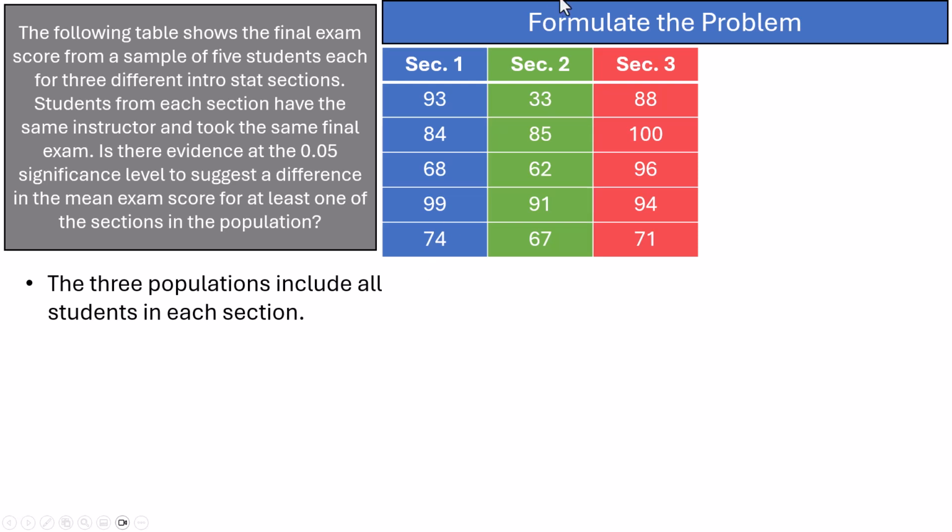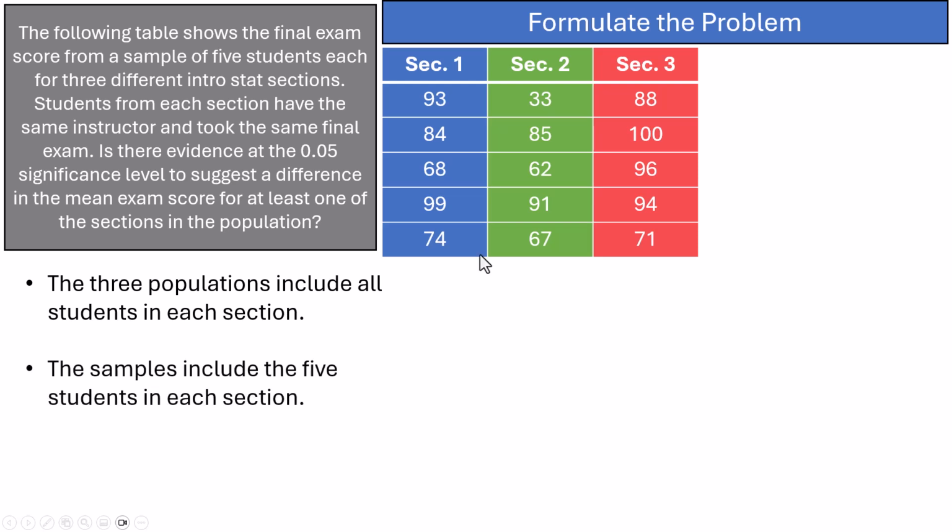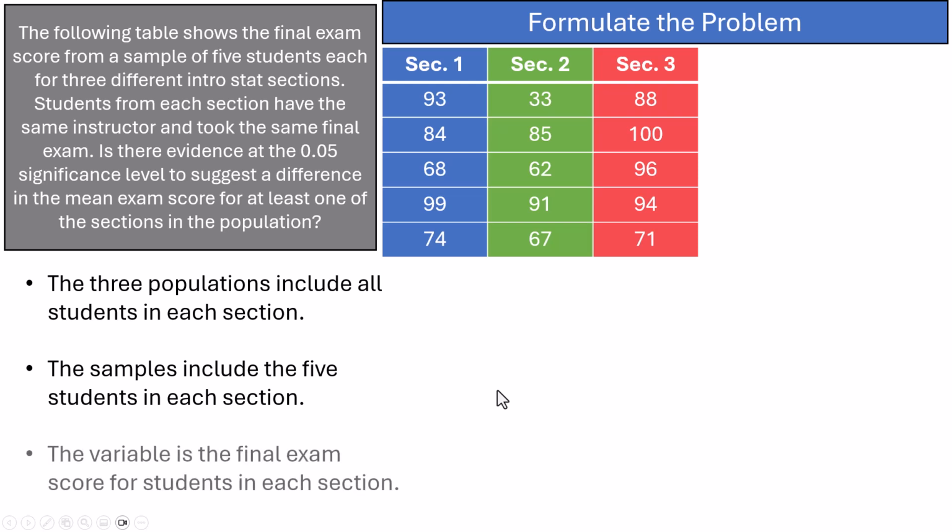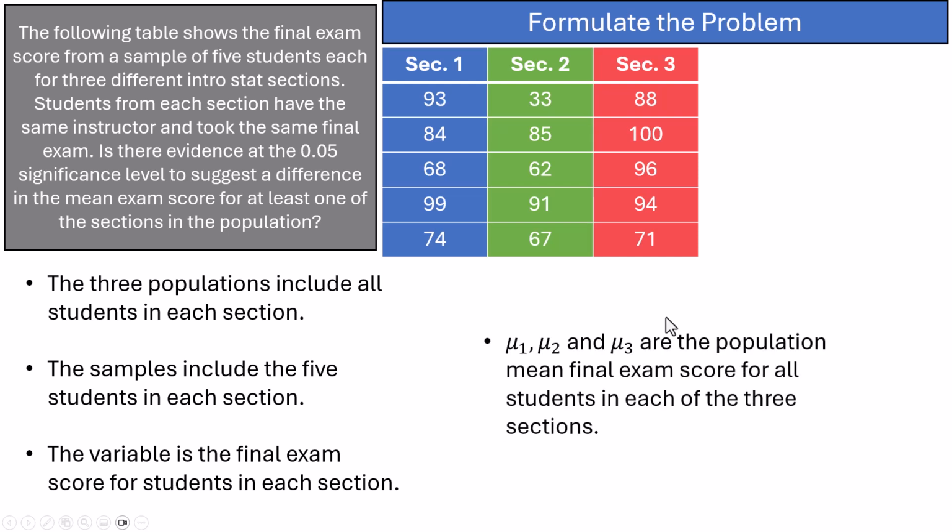We just have a sample of students from the section, but the populations would be all the students in each of those sections. The samples include the 5 students in each of the sections, so we have 3 different samples. The variable that we're dealing with is the final exam score for the students in each of those sections. And then our population means, we have 3 of them. They are the population mean final exam score for all the students individually in each of those 3 sections.